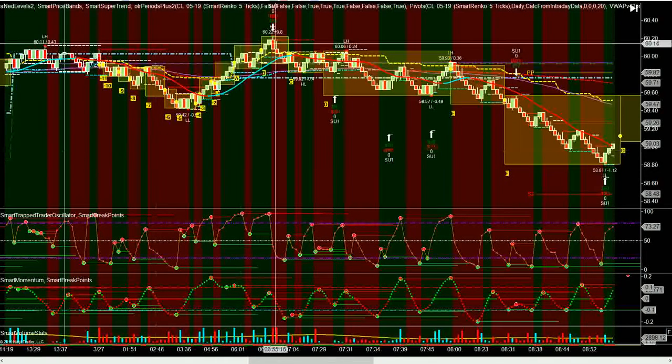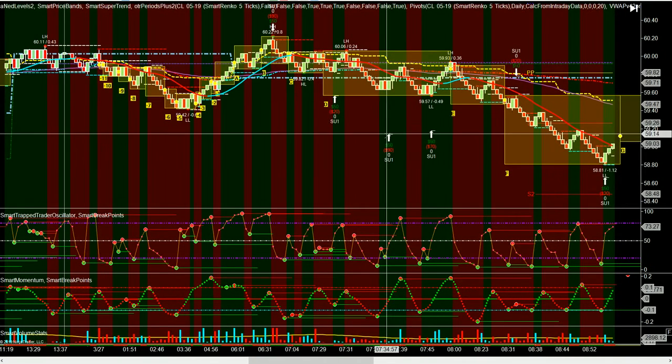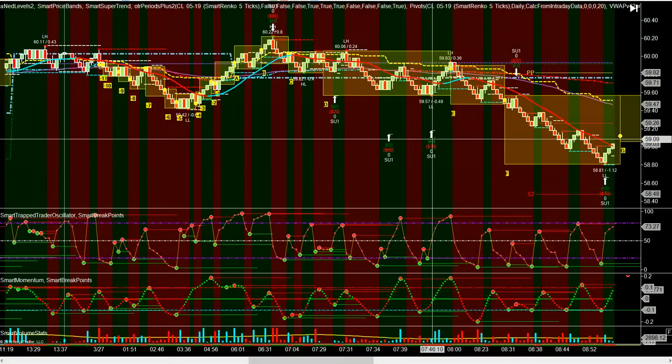This particular pattern right here we call a TTO box. It's called a boxing pattern. Red on red, box, boom. There's a 3D pattern again, green on green, green on green. This one's called a LO pattern. Here's another LO pattern that happened back to back.